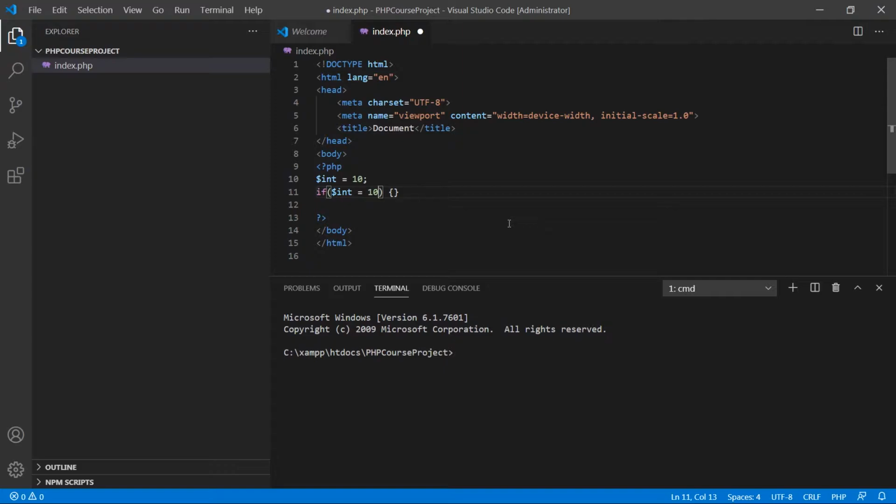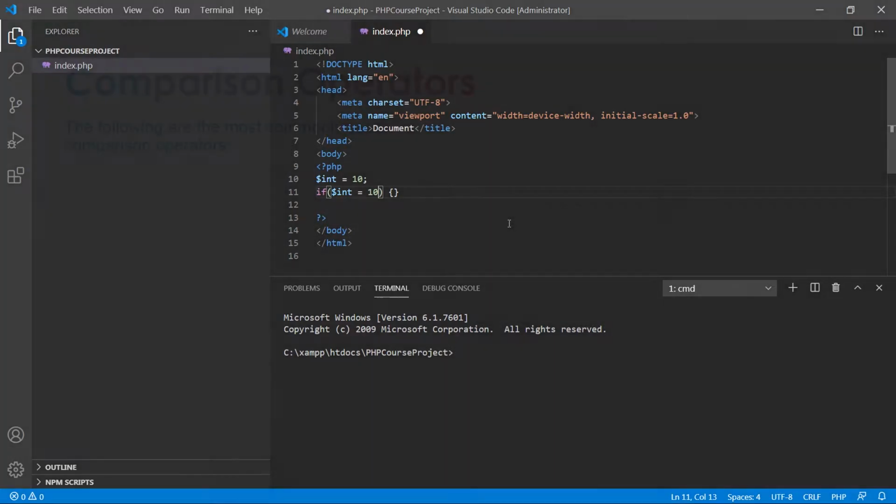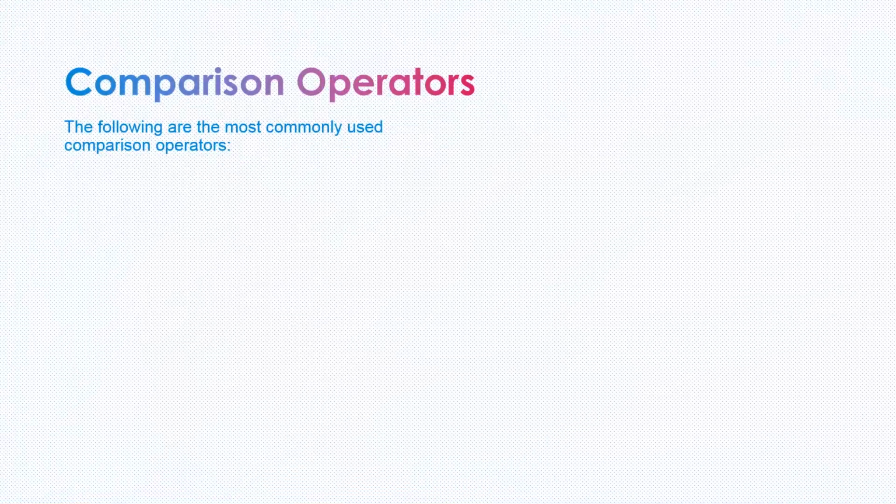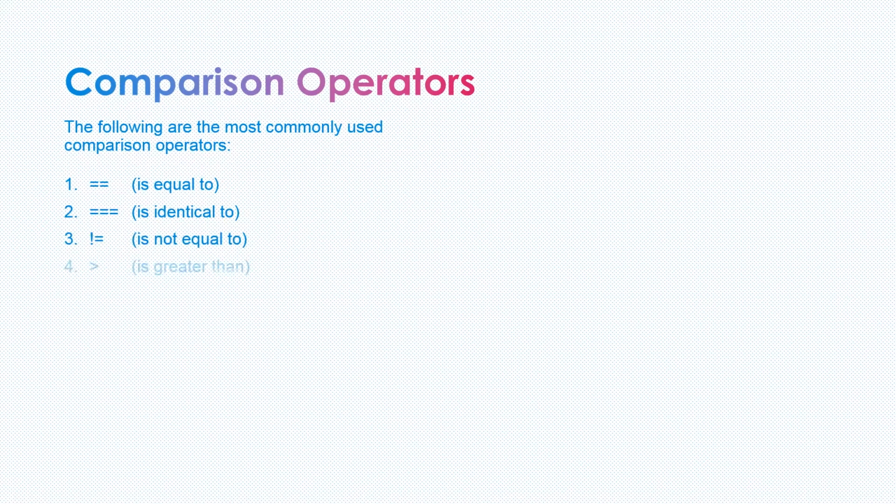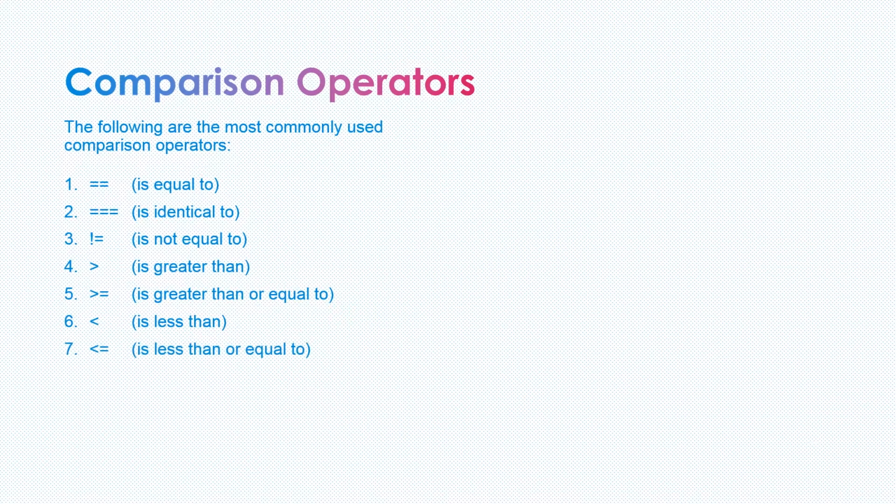Now, there are a lot of comparison operators out there that you can use for conditional statements, but the most commonly used are is equal to, is identical to, is not equal to, is greater than or equal to, is less than, and lastly, is less than or equal to.